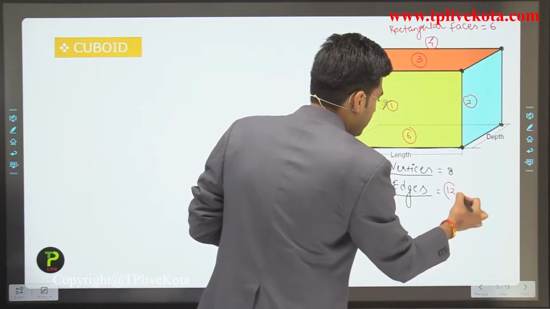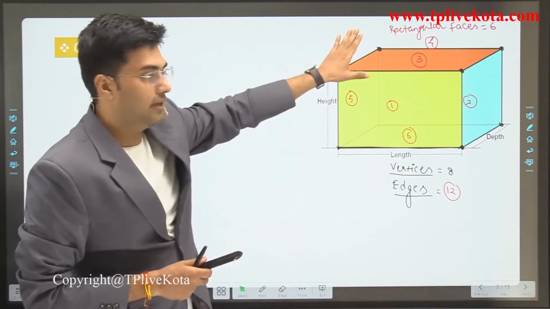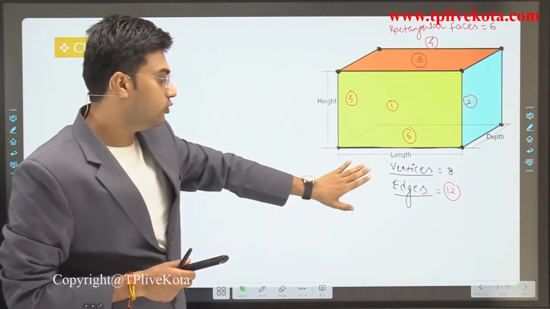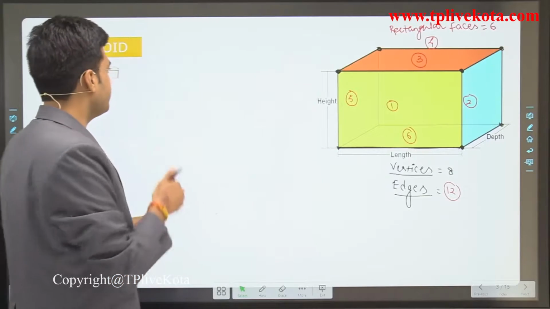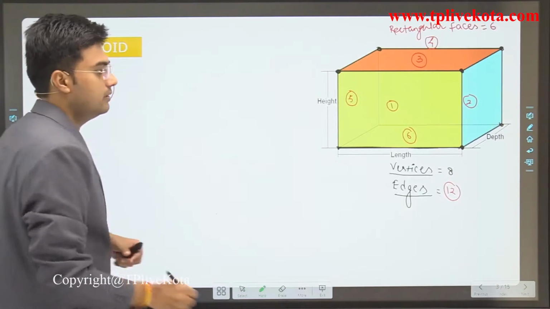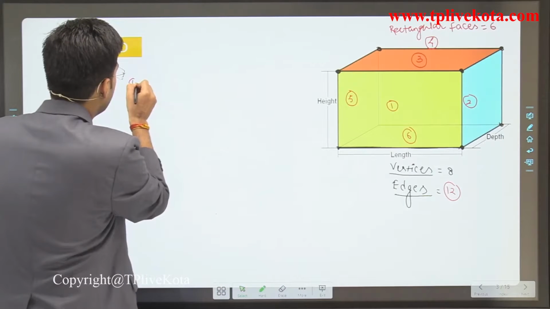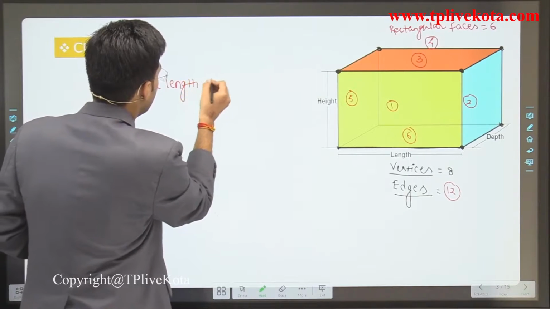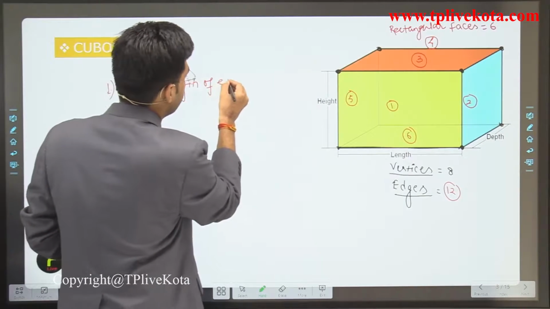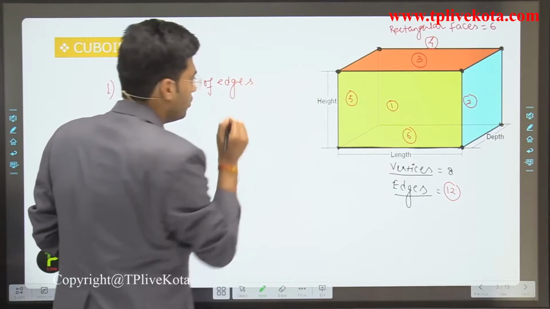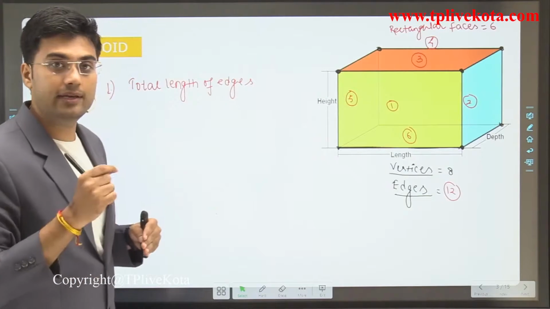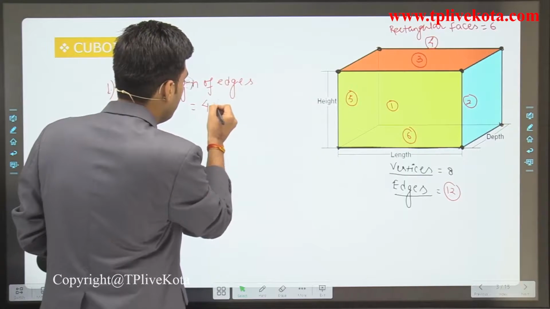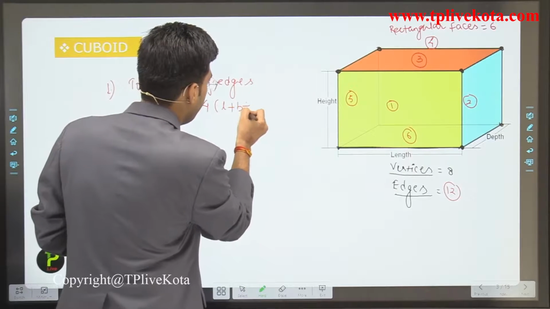Okay, now a cuboid has 6 rectangular faces, 8 vertices and 12 edges. Okay, so students, we can say that the total length of edges for a cuboid is equal to 4 times of length, breadth and height.